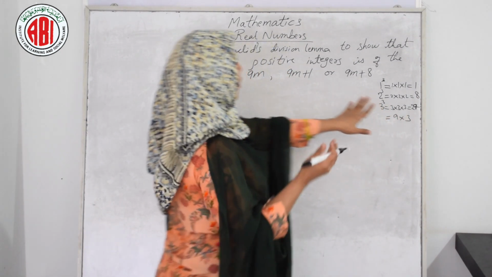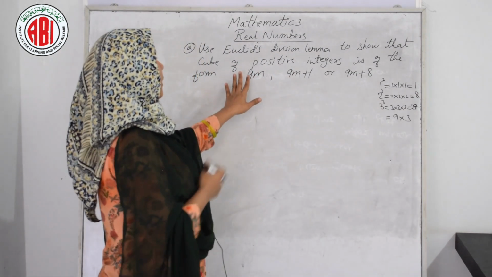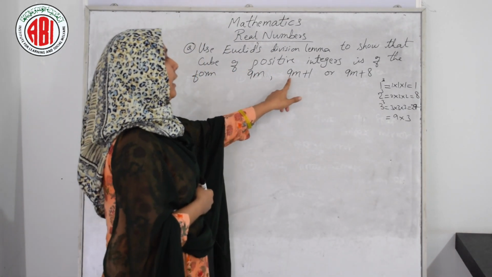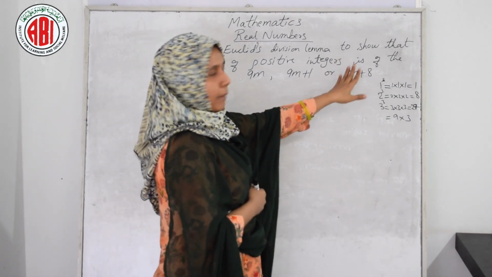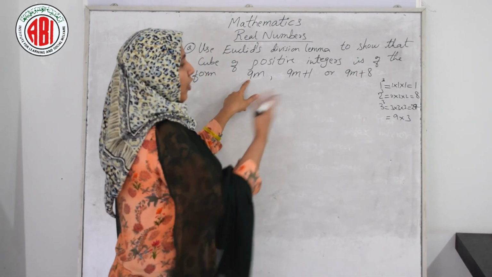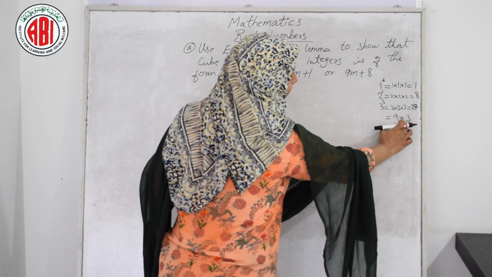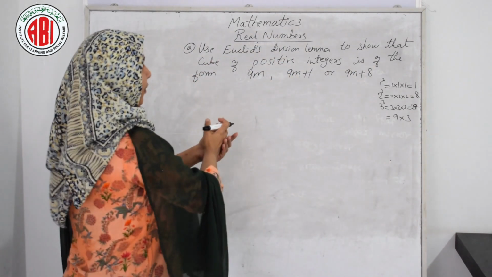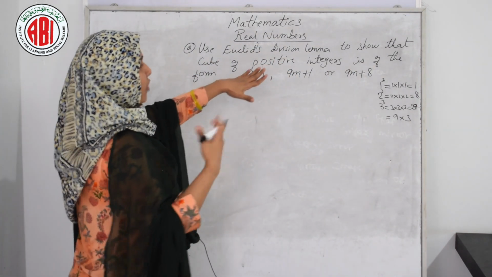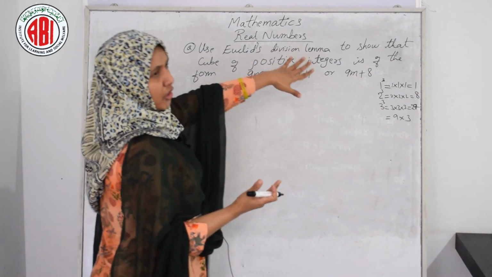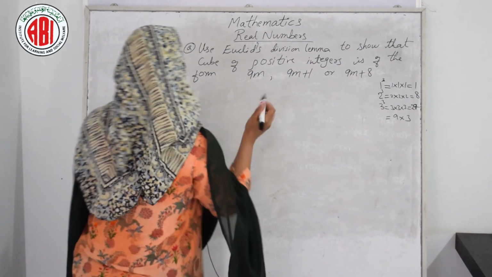This we are going to use because in the question you have to prove it is in the form of 9m plus 1 or 9m plus 8. Because of this 9, we are multiplying with the 3. Before we prove this for the cube of the positive integers, we are going to prove it just for the positive integers first.